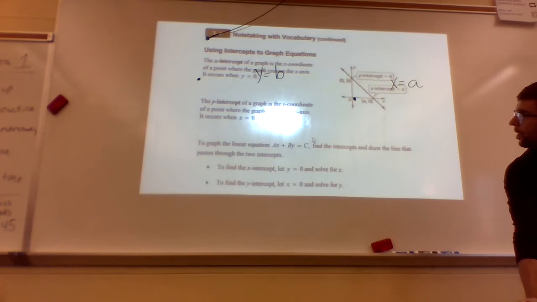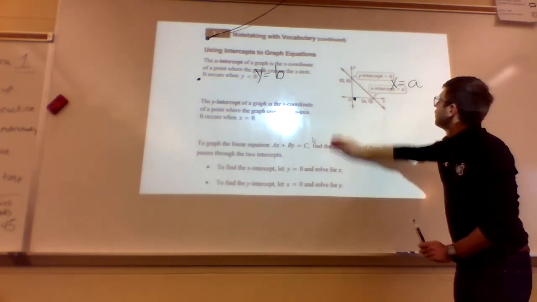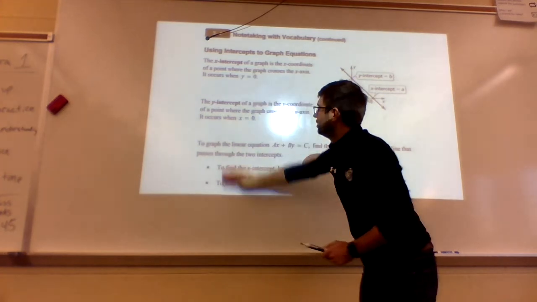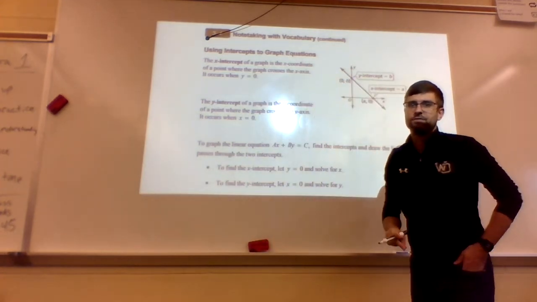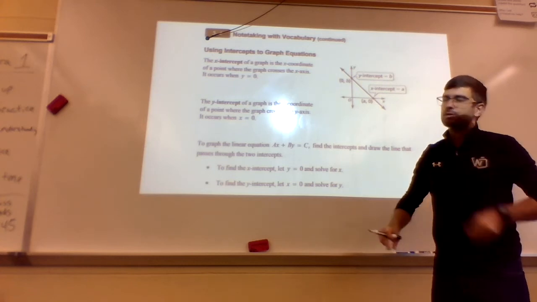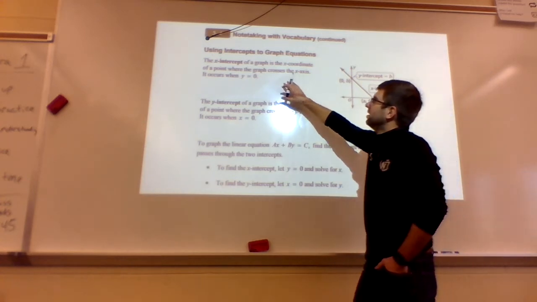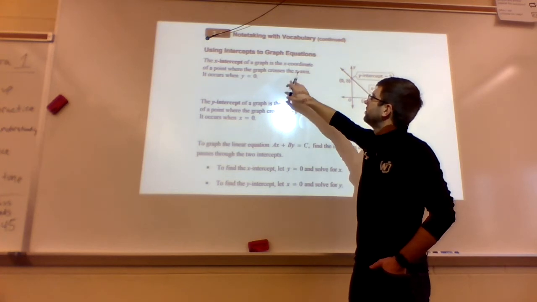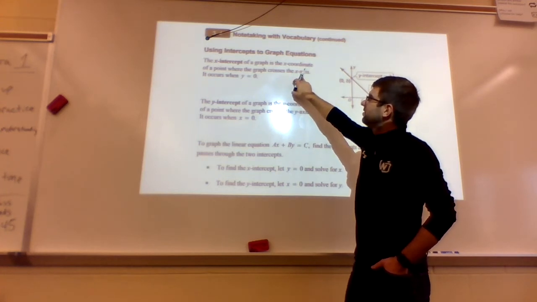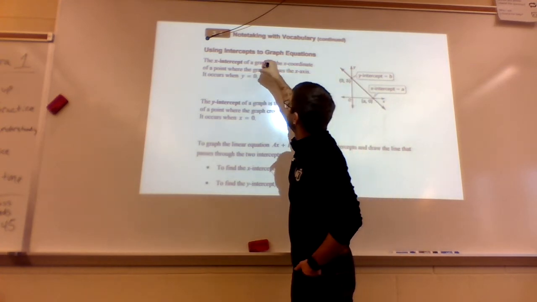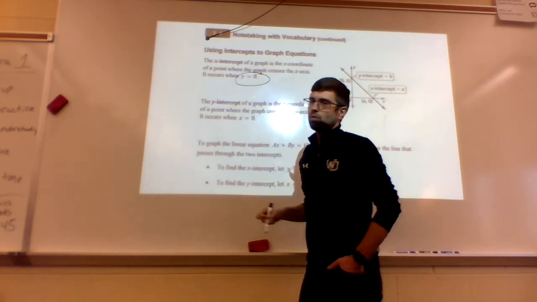So the final part we'll talk through then before we do some examples is how we actually use our x and y intercepts to graph in standard form. So as we talked about previously, the x-intercept of a graph is the x-coordinate where it crosses the x-axis. And we see always on our x-intercept that y equals 0.